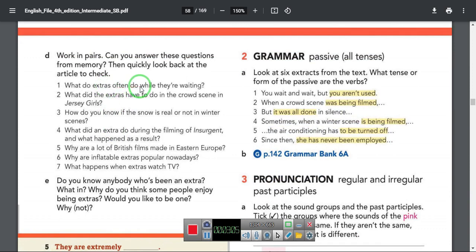What do extras often do while they are waiting? What did the extras have to do in the crowd scene in Jersey Girls? What do you know if the snow is real or not in winter scenes? How do you know? What did an extra do during the filming of Insurgent and what happened as a result? Why are a lot of British films made in Eastern Europe? Why are inflatable extras popular nowadays? What happens when extras watch TV?